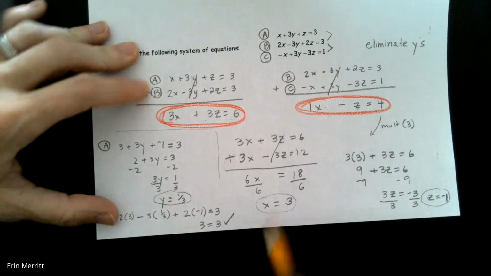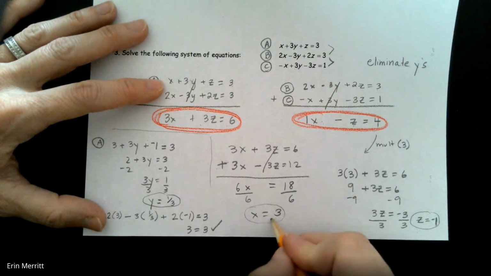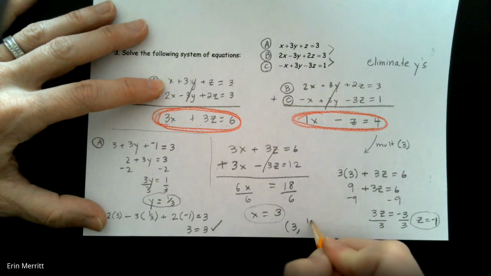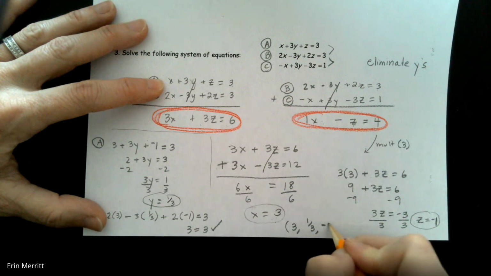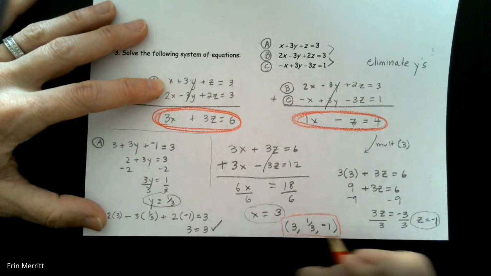So the way we would write it for a question like this is just as an XYZ point. So X goes first, Y goes second, Z goes last. That is the final answer to this question.